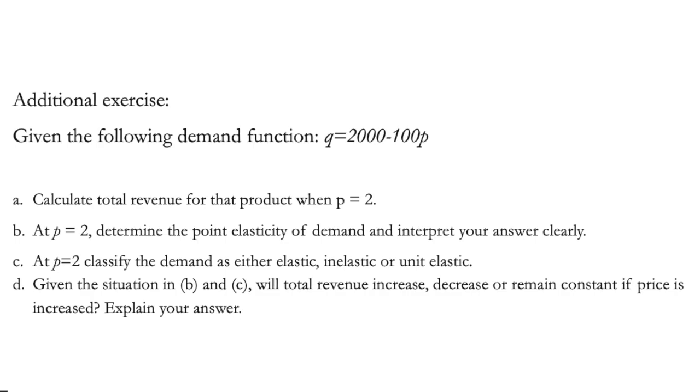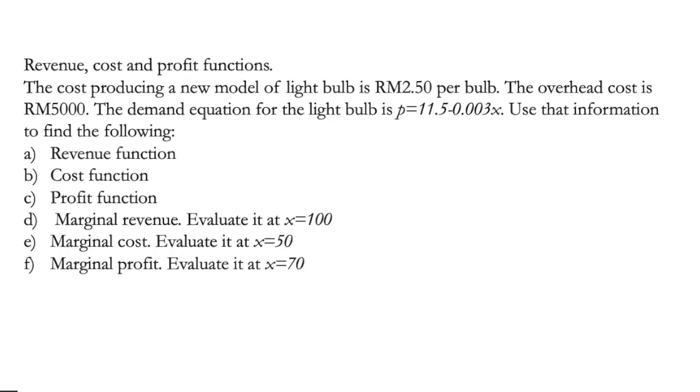Okay, so let's move to another example of the use of derivative, partial derivative. It's about revenue, cost, and profit functions. Let's say I use this very typical textbook example. I took one exercise from the textbook, but then I came up with a slightly different question. The cost of producing a new model of light bulb is 250 ringgit per bulb, and the overhead cost is 5,000. Now, what does it mean by the overhead cost? It's actually the fixed cost.